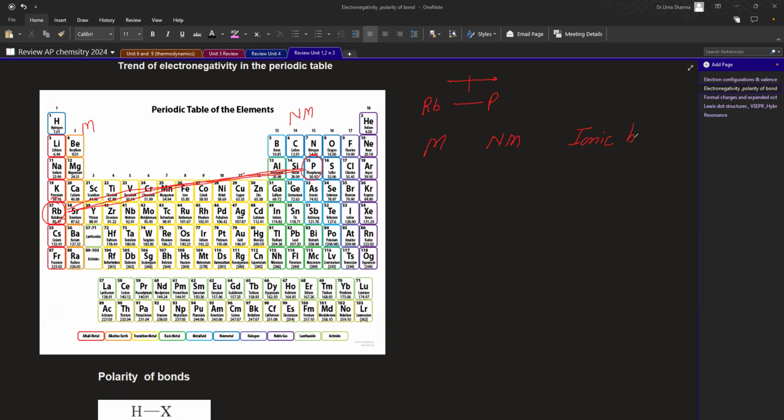It's ionic. Now if somebody asks you why is it so, what's the reason? Because the difference in electronegativity is very large. So they better lose electrons or gain electrons rather than share. They don't share. One is losing, the other one is gaining.